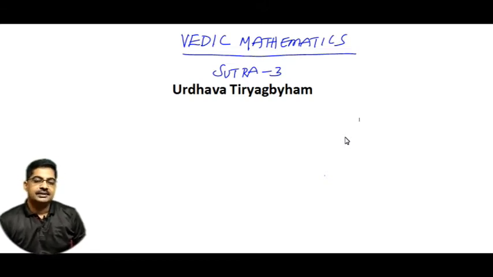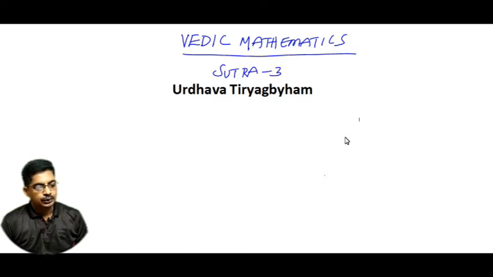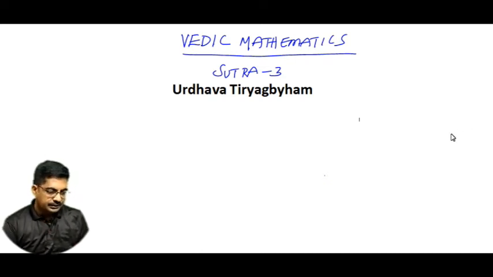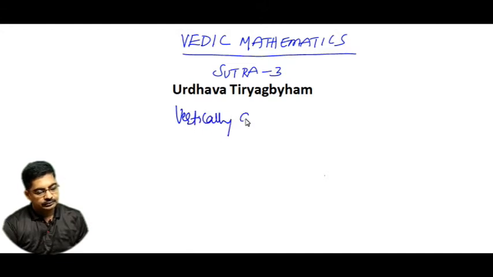In this session we are going to discuss the third sutra of Vedic mathematics, that is Urdhva Tiryabhyam, which means multiplying the numbers vertically and crosswise. With this Vedic mathematics sutra, multiplication becomes very easy and you will come to the results very quickly and accurately. So Urdhva Tiryabhyam means vertically and crosswise.